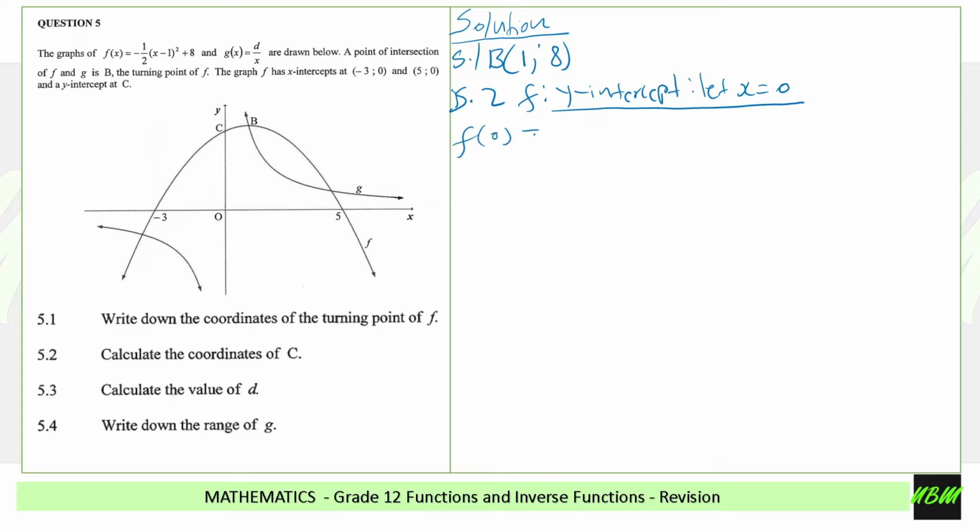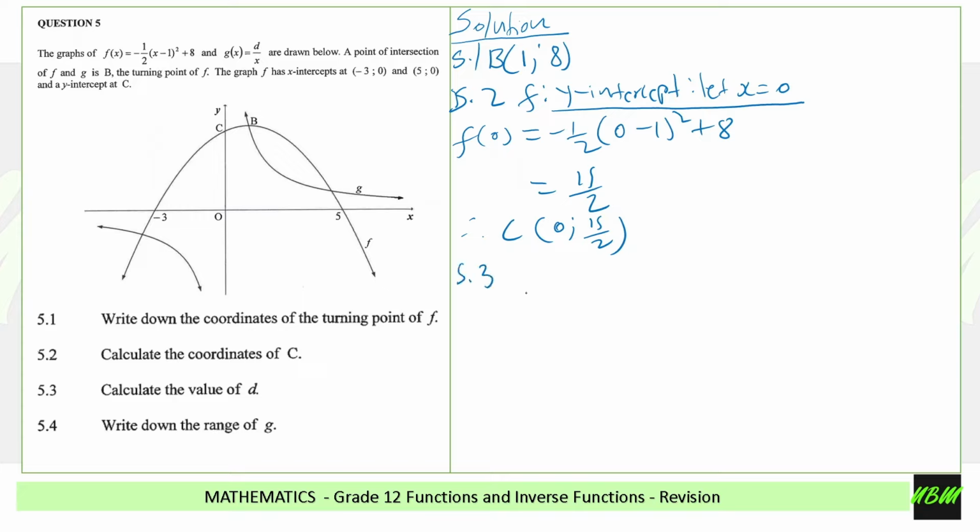Therefore, f of 0 will be equal to minus 1 over 2 times (0 minus 1) all squared plus 8. We are using the graph of f because C is the y-intercept of f, of which it will be equal to, use your calculator, you should get 15 over 2. Therefore, C will be a point where x is 0 and y is 15 over 2. That will be the coordinates of C.